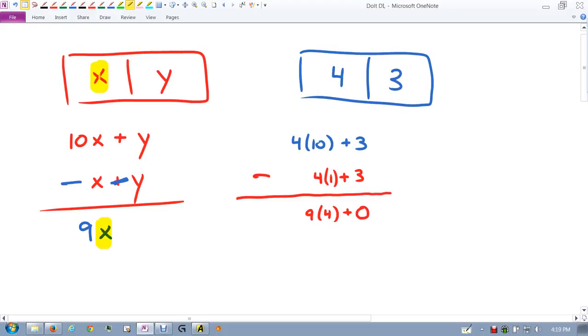So when you do this little game, your answer will always be 9 times x, 9 times that first digit. So someone give me their original 2-digit number. 36, then you had 27 when you did it, right? Another one, 55, so 5 times 9, you had 45, right? It's always that first digit times 9, no matter what.